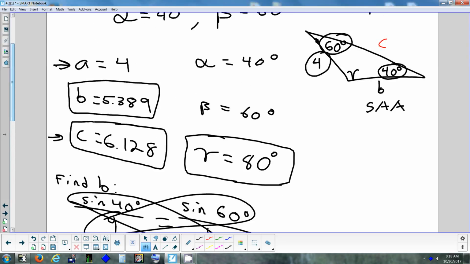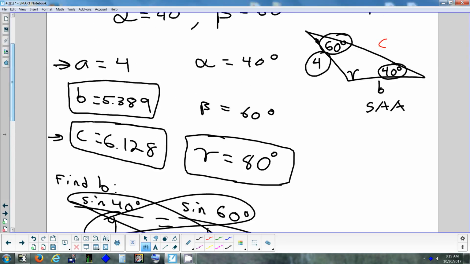Right, so like if you add 4 and 5.3, you get 9.3, that's bigger. If you add B and C, that's bigger than A, and so on. If you add two sides together and they're not bigger than the third, then something's definitely wrong. Or if the biggest side isn't with the biggest angle, smallest side with the smallest angle, something's wrong.